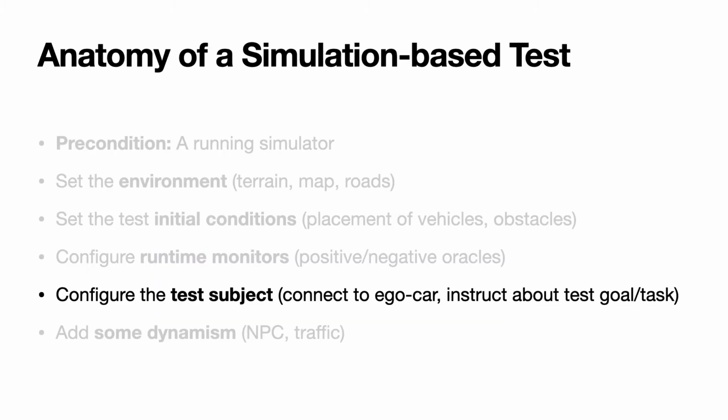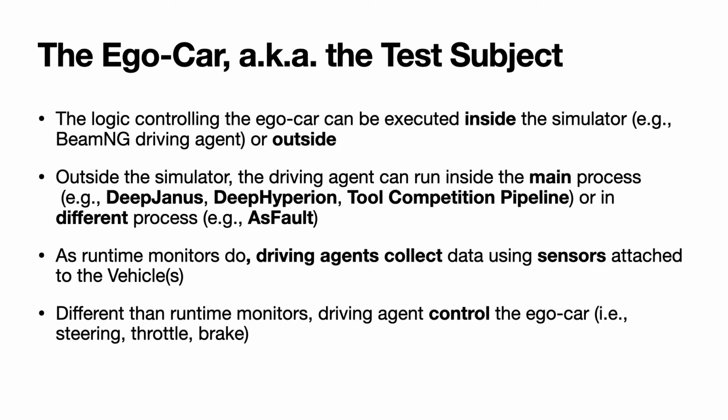So now we know how to read data using sensors and define oracles. What about test subjects? So we need to connect to the ego car, instruct it about the test goal and so on. That's what we are gonna discuss now. So the ego car is our test subject. Actually, the logic that controls the ego car is our test subject. And this can take several forms.